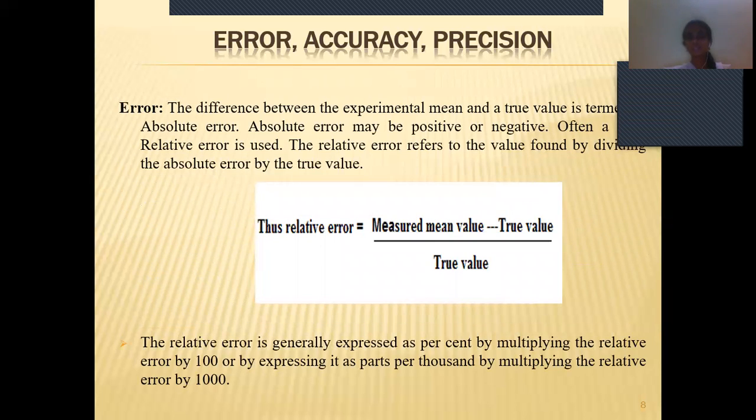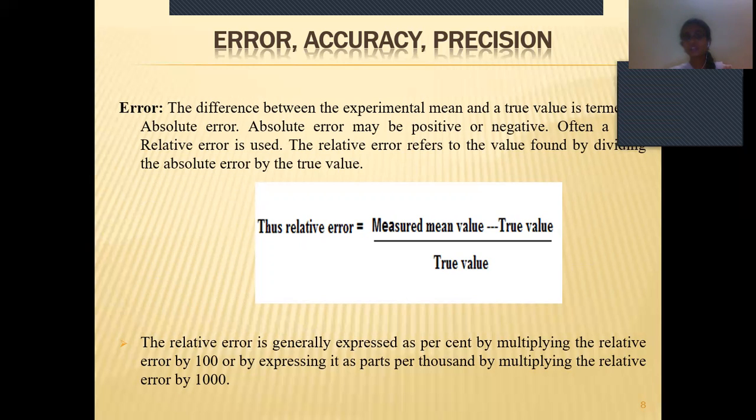Error means the difference between the experimental mean and the true value. What is the true value? Before performing any experiment, there is a true value, the amount that we should get if we do the experiment. If we perform the experiment and the result is different, the difference between the experimental mean and the true value is termed the absolute error. Absolute error may be a positive or a negative number.